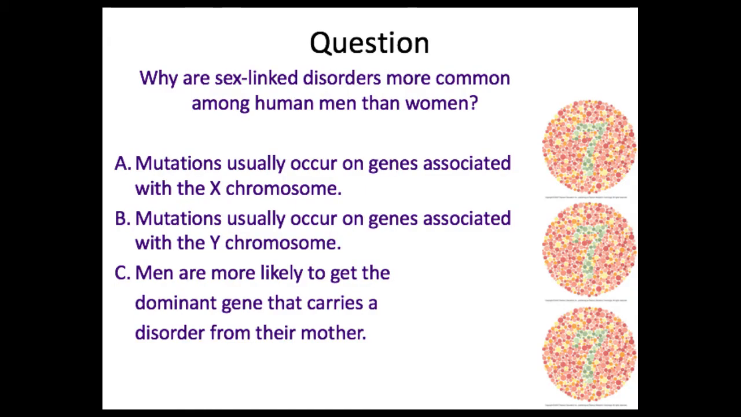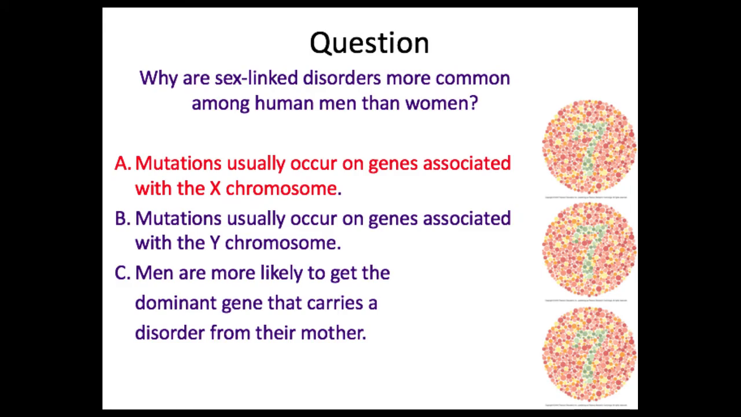All right, here's another challenge question. Why are sex-linked disorders more common among men than women? Your first choice is mutations usually occur on genes associated with the X chromosome. Next is mutations usually occur on genes associated with the Y chromosome. And your last choice is men are more likely to get the dominant gene that carries a disorder from their mother. So pause the lecture if you don't want to hear the answer yet.